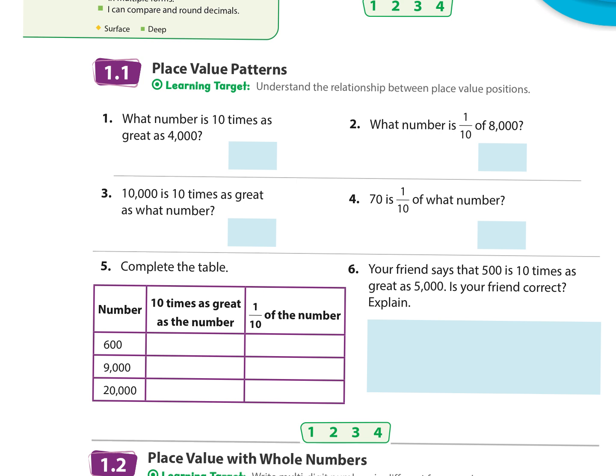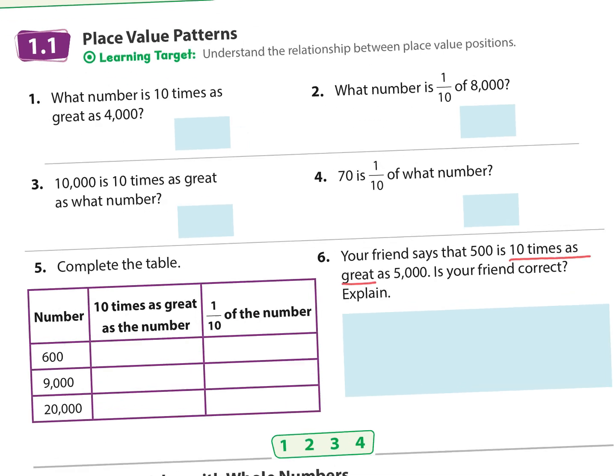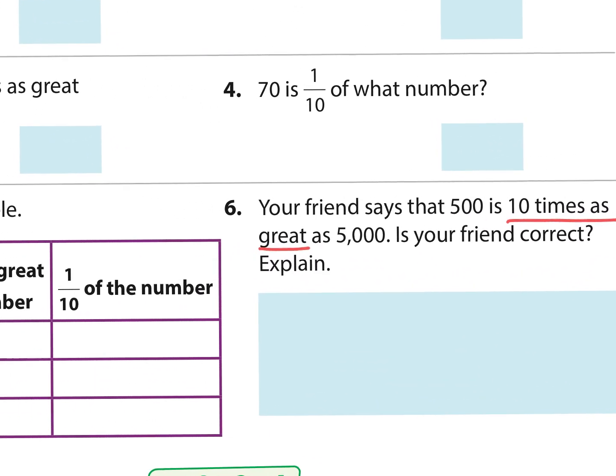Okay, number 6 says your friend says 500 is 10 times as great. I want you guys to notice 10 times as great. We talked about this when we did this lesson a long time ago. When I see the word times, that means I'm multiplying. I'm making something bigger. Okay, as great. Something should be getting bigger. So it says that 500 is 10 times as great as 5,000. That means that 500 is 10 times bigger. Okay, is that true? Is 500 10 times bigger? No. Okay, so we're going to put no.